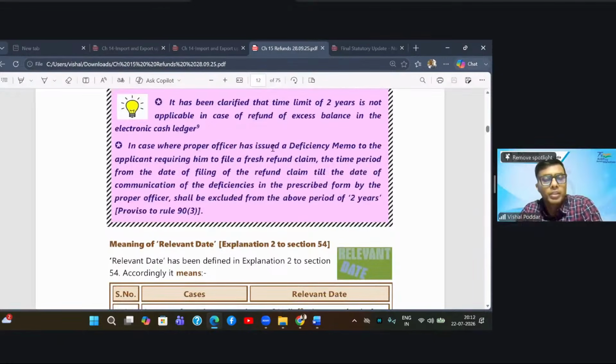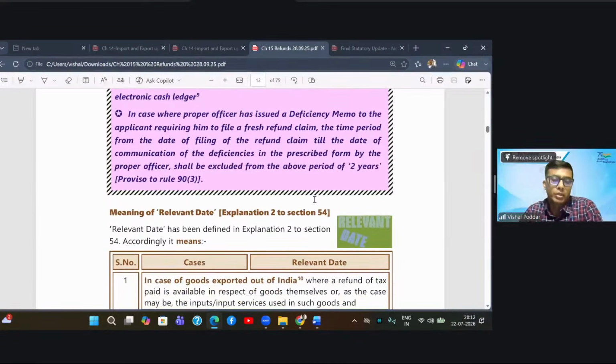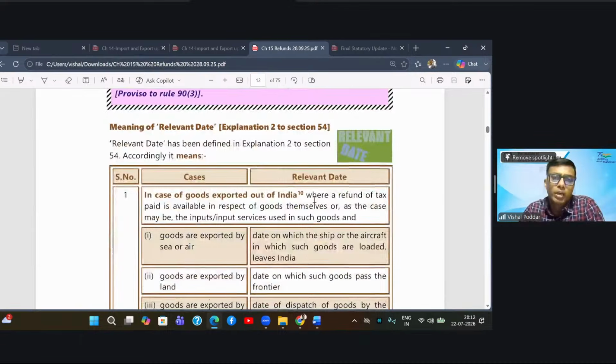Further, in case where proper officer has issued deficiency memo to the applicant requiring him to file a fresh refund application, the time period from the date of refund claim till the date of communication of deficiency in the prescribed form by the officer shall be excluded from the period of 2 years. So let us say I've already applied for refund once. At that time, the officer issued a deficiency memo, but between this time, application to deficiency memo, 50 days have passed. So 50 days will be excluded while counting 2 years.